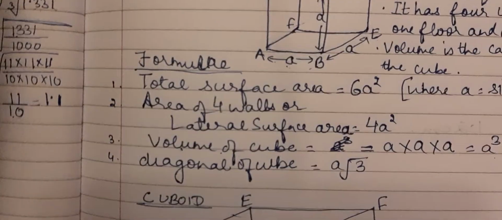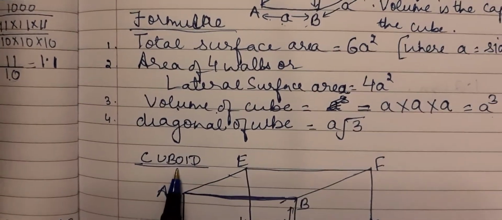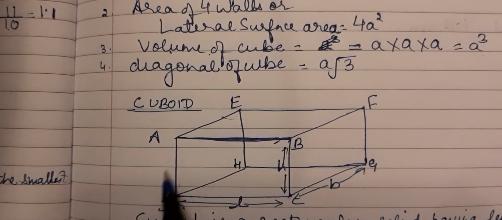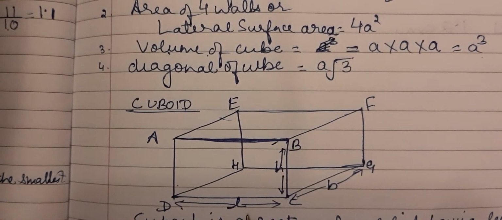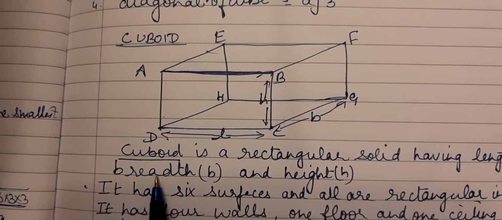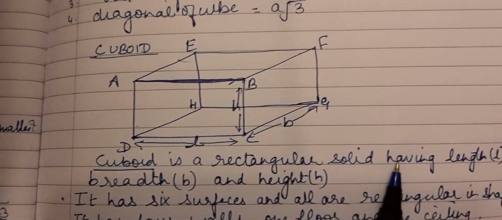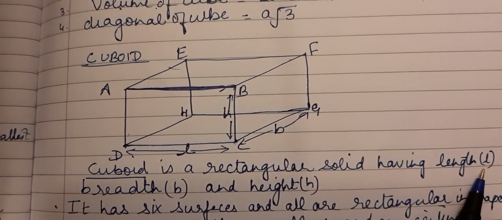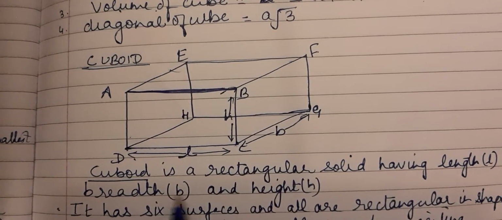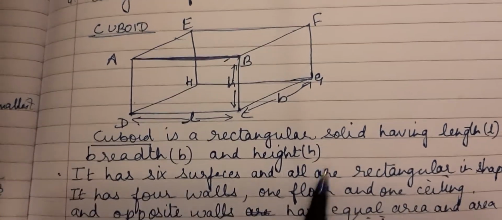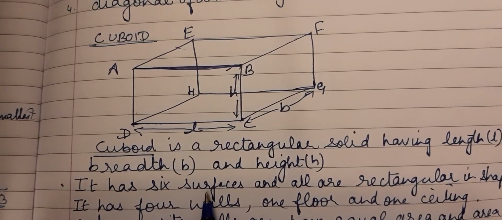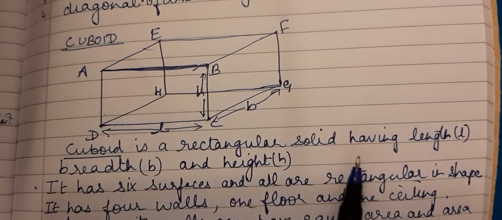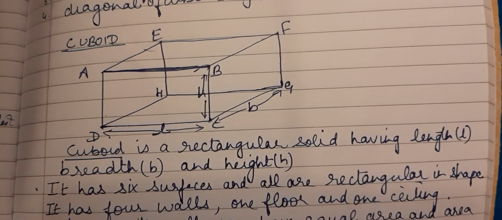Now I am taking up another solid which is called cuboid, and you see how the cuboid looks. It is rectangular in shape. So what is a cuboid? Cuboid is a rectangular solid having length, breadth and height. Length we signify as small l, breadth as small b and height as small h. It has also got 6 surfaces like a cube, and all are rectangular in shape. But in the case of the cube, they were square in shape.